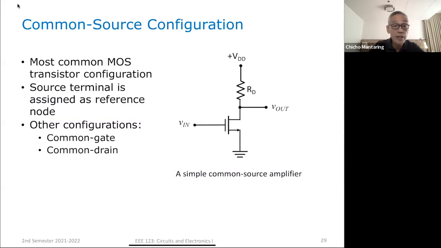Now there are other configurations. Meron tayong common gate, meron tayong common drain. So this is not the only NMOS transistor configuration. We're not really going to go deeply into the NMOS transistor as an amplifier in this course. You're going to take that up more deeply in your next course, which is EEE 131. So this is just to give you a flavor for how an NMOS amplifier works.